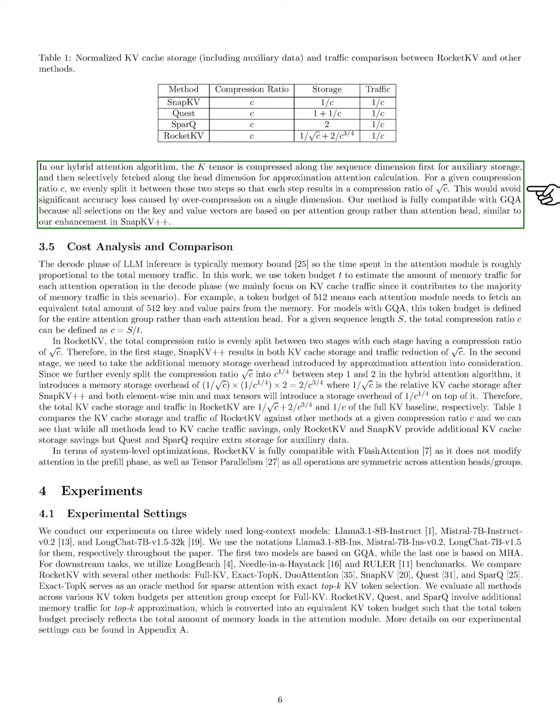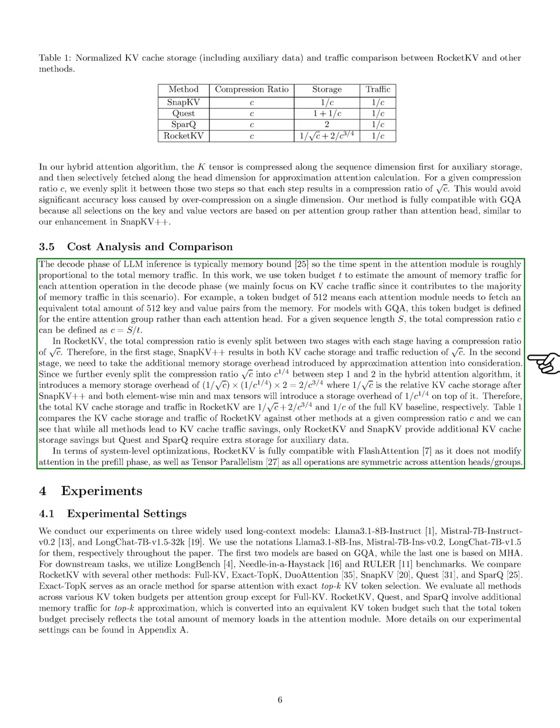Section: Cost Analysis and Comparison. In this section, we analyze the costs and compare different methods. We note that the decode phase of large language model inference is mainly limited by memory, meaning the time spent in the attention module is closely linked to the total memory traffic. We introduce a token budget, denoted as T, to estimate the memory traffic for each attention operation during decoding, focusing primarily on the key value cache traffic, which is the largest contributor to memory usage in this context.